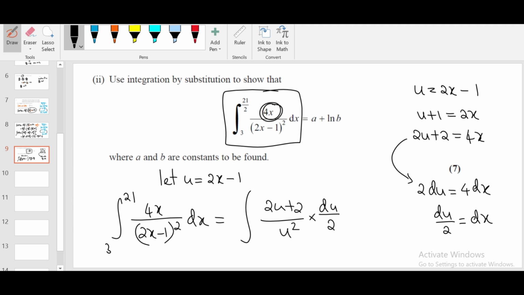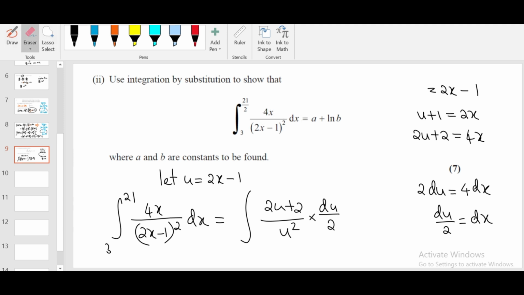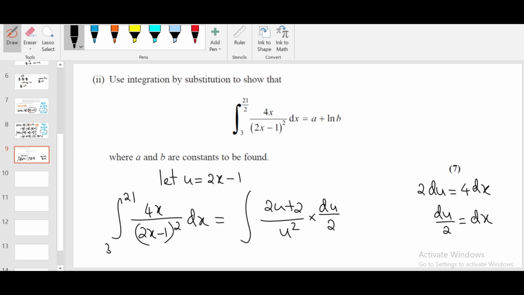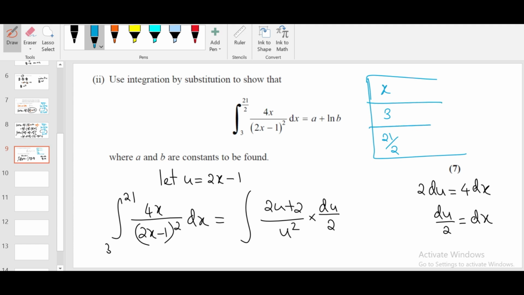And then we have to convert the limits now. The x limits are given as 3 and 21 over 2. Just draw a little box. And we know we have taken u as 2x minus 1. So replace x by 3. 2 3s are 6 minus 1, 5. 2 times 21 over 2 is 21 minus 1, 20. So the new limit is 5 to 20 now.